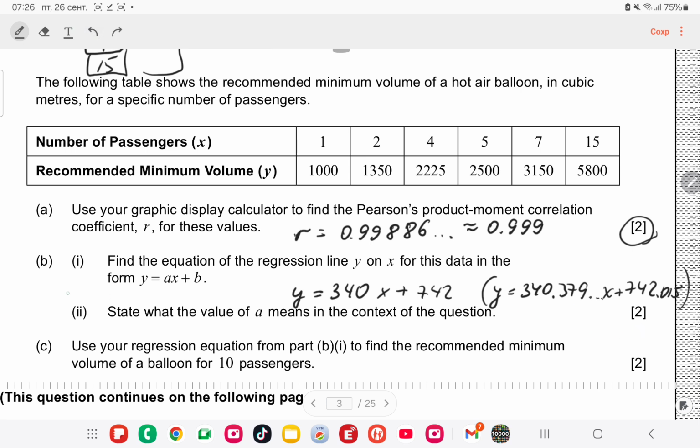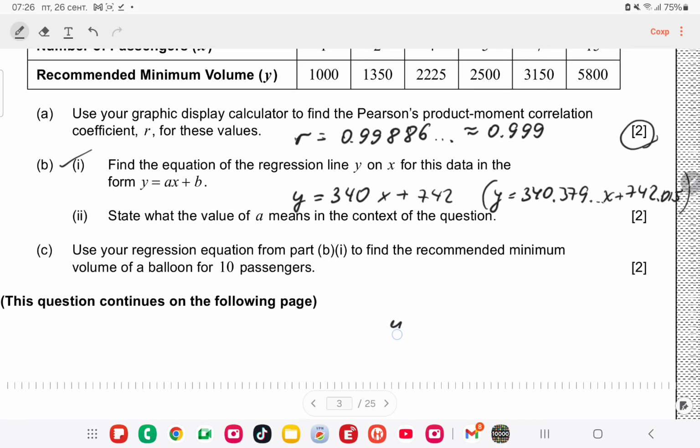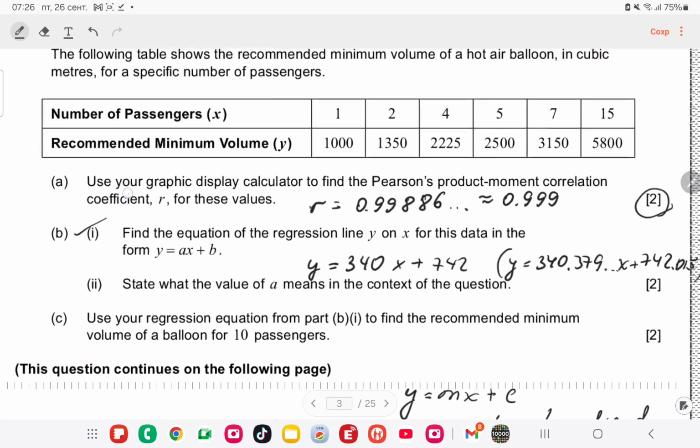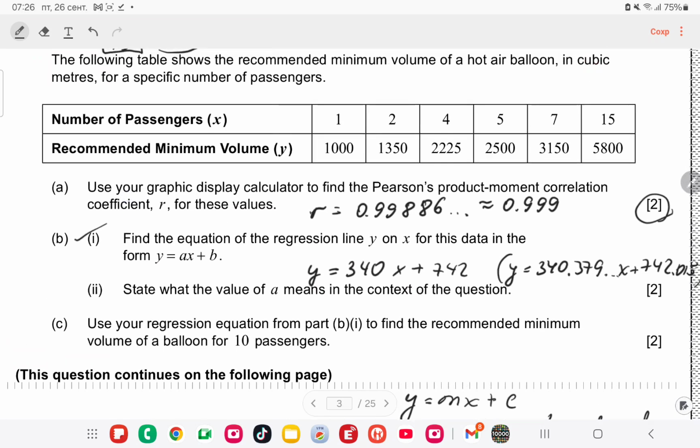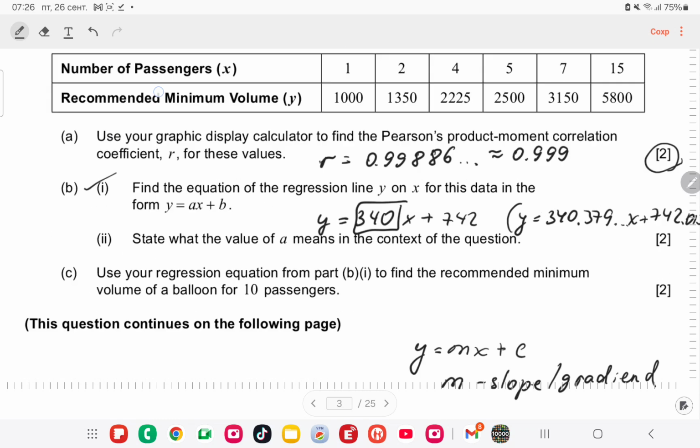It's 1 mark, and the second part is about stating what the value of a means in the context of the question. So we have to interpret the meaning of a. We know the equation of a straight line, y equals mx plus c, and m stands for slope or gradient. In this case, it means the recommended volume increases by 340 meters cubed for each additional passenger. That's how we should write the answer.